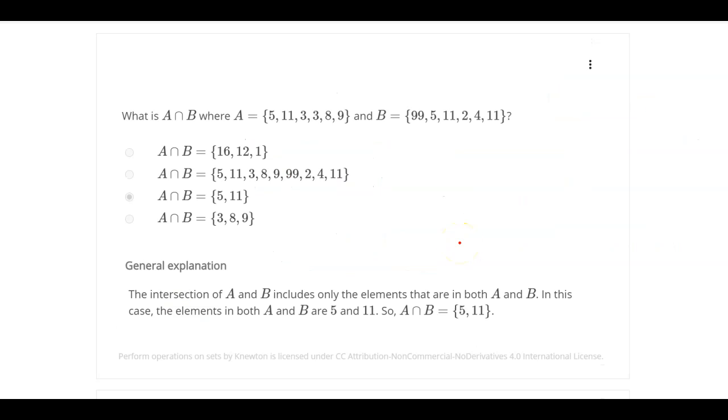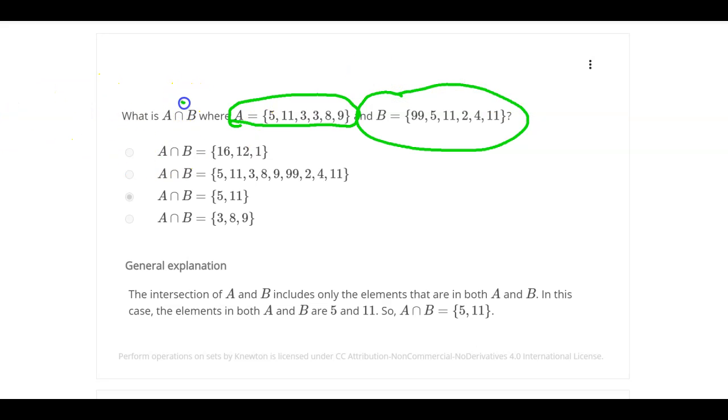All right, let's look at this problem here. It has given me two sets, A and B, and it's asking me to find the intersection. Remember, intersection means something that is common between both of them. So if I look here, what is common? 5 is common. There you go. 11 is common. There you go. And that's it. So my A intersection B is simply 5 and 11.